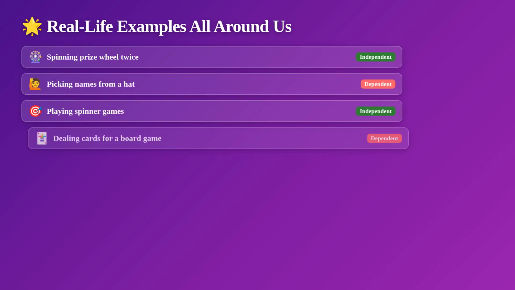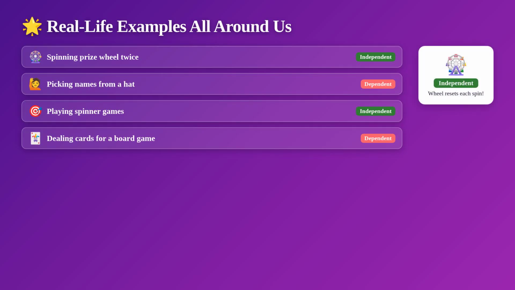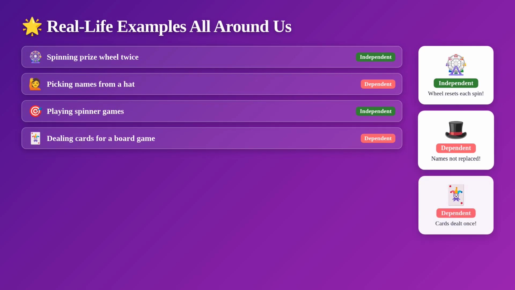Here's the cool part. You use probability every single day without even realizing it. Think about the school carnival. Spinning the prize wheel twice? Independent, because the wheel resets. Picking names out of a hat for teams in gym class? Dependent, because names don't go back in until everyone's picked. Even dealing cards for a board game is a dependent event chain.